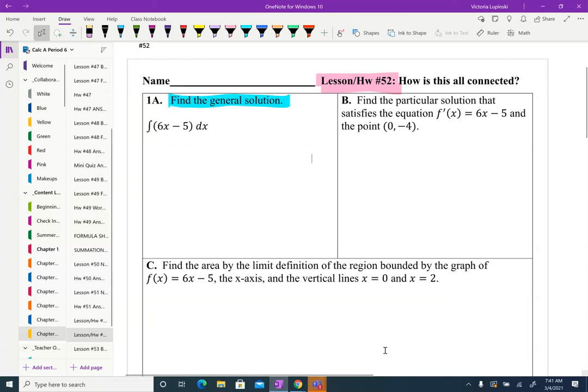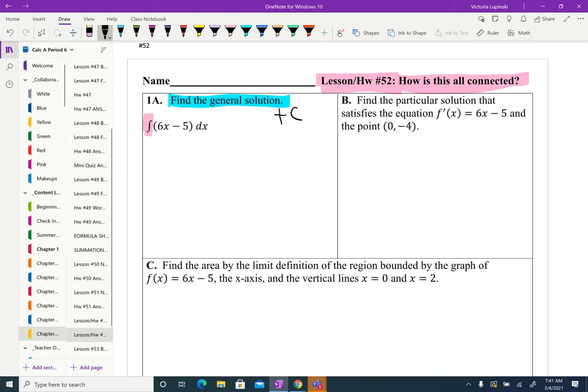Okay, so again, this is lesson and homework 52, the same worksheet, and the question we are trying to answer here is how is this all connected? So number 1A, find the general solution. The general solution means that you do not have any numbers here. This is an indefinite integral, which means you have to make sure that you're ending it with a plus c.